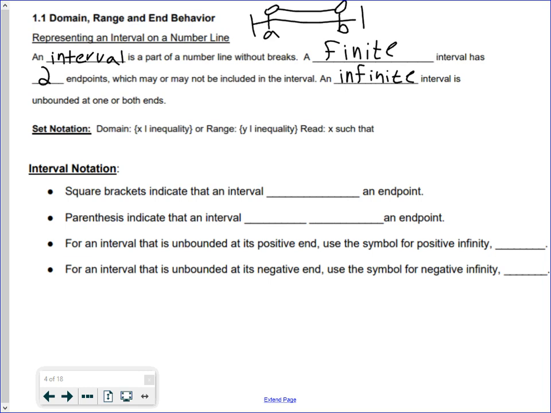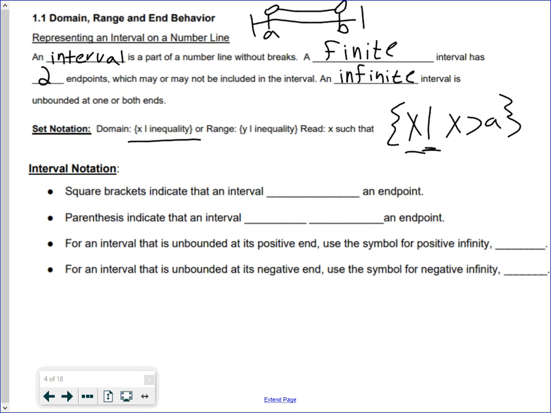Set notation, the domain. This is what it says. You have the squiggly line, X, with the line, which stands for such that, with the inequality, same thing with the range. So that's going to be read as X such that X is greater than A, or whatever the inequality is. The X just says X, and that line stands for such that. It's really just your inequality, which you should know by now. It's just putting the inequality between two squiggly lines and putting an X and a line right at the beginning.